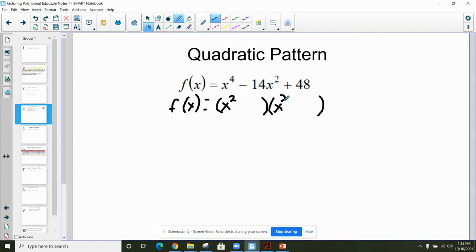So it's always going to be half. That's why it has to be even. If it was x to the 6 to begin with, we'd have x cubed, but here it's x to the 4, so half of 4 is 2, so x squared and x squared. Now these last two numbers in each factor have to multiply up to the 48. At the same time, they need to add up to the negative 14. So we know they both have to be negative. What times what is 48 and adds up to 14? That looks like 6 and 8. 6 times 8 is 48. 6 plus 8 is 14. So we have x squared minus 6, x squared minus 8.